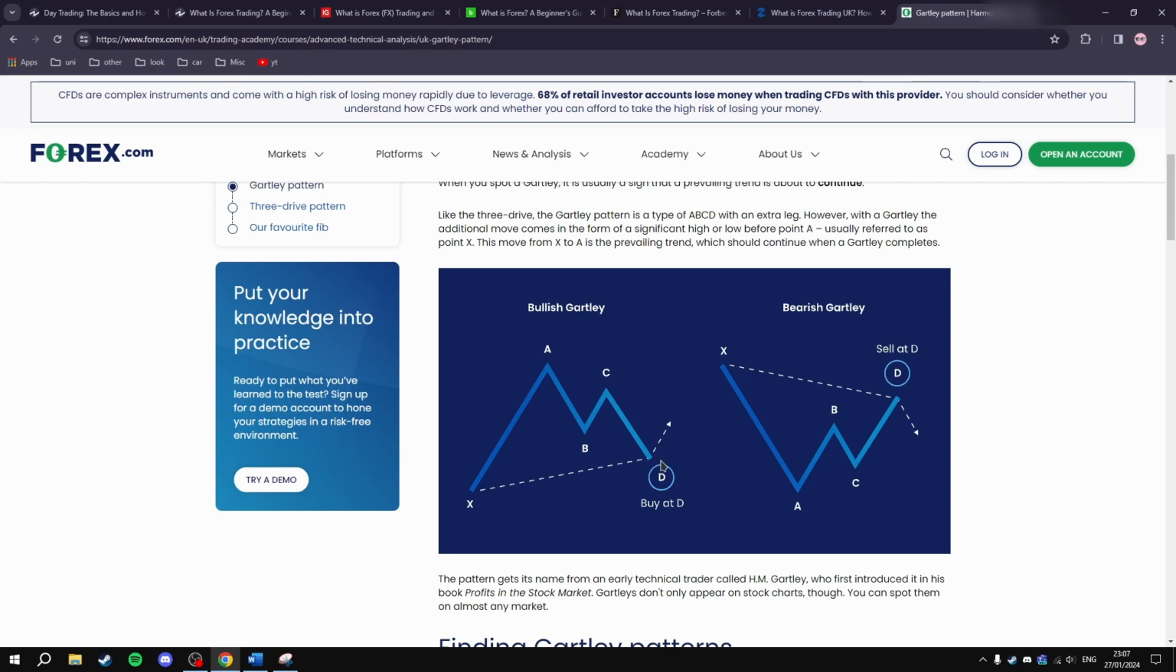So this shows that whatever happens after point D is pretty much whatever happens leading from X to A. So since this is an upward trend, then that's going to go up as well. Since it's downward, this is going to go down as well.